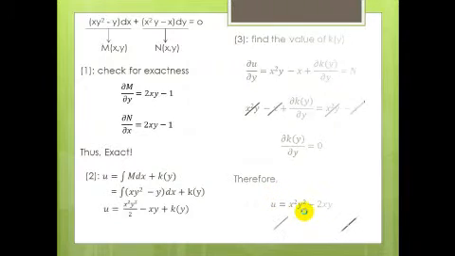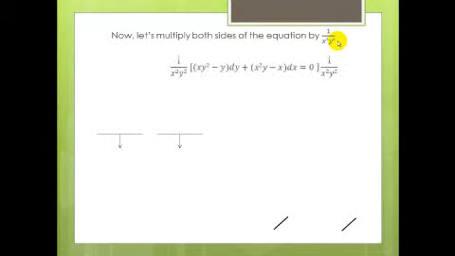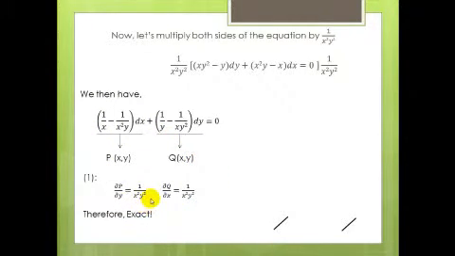Now, let's multiply both sides of the equation by 1 over x²y². We then have (1/x - 1/(x²y)) dx + (1/y - 1/(xy²)) dy = 0, which is, again, an exact equation. We'll check if it's really exact by doing what we did before. Here, we'll let functions P and Q as the first and second terms respectively. Since the partial derivatives of each term are equal, the equation is truly exact.